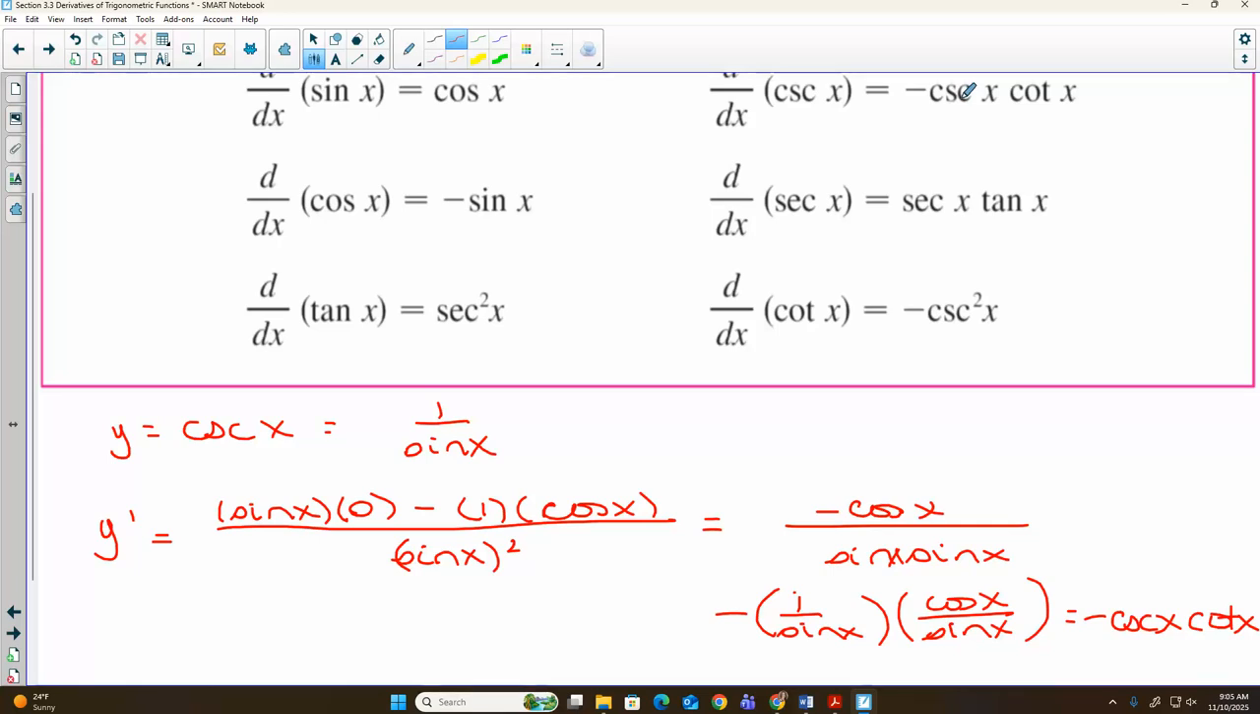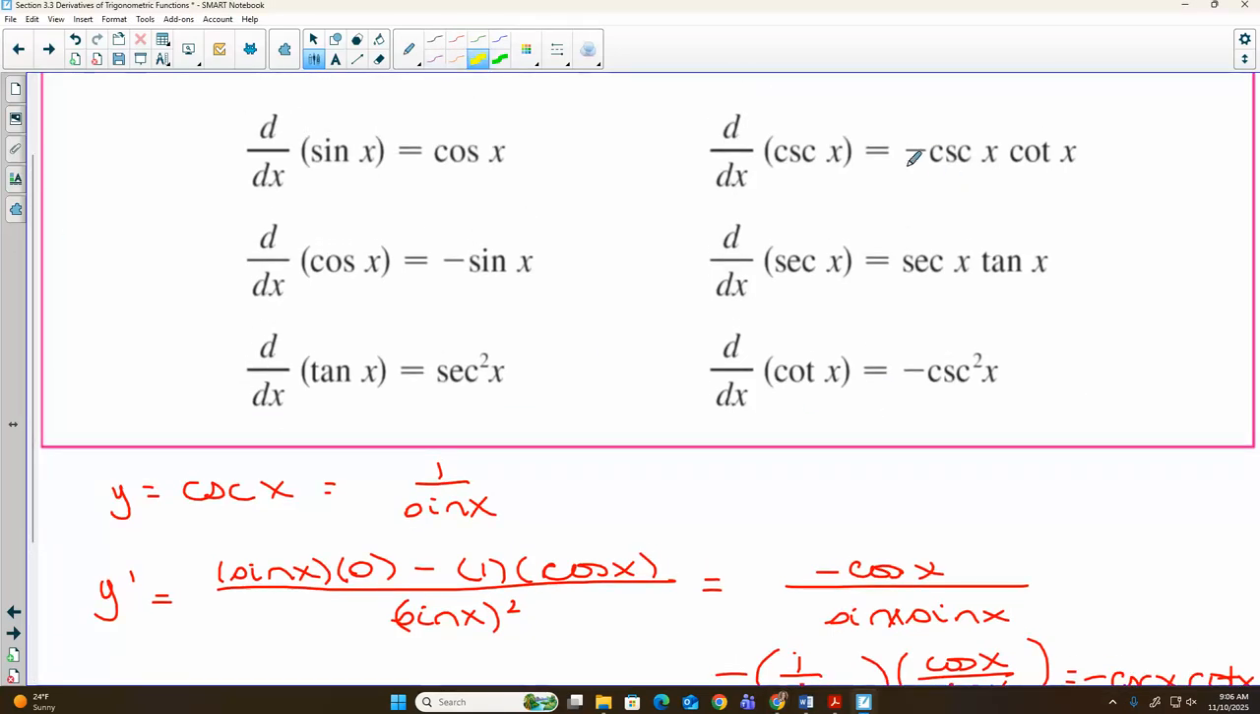Secant, you get the same way by doing the quotient rule with 1 over cosine. And cotangent, you can get by doing quotient rule, cosine over sine. So all of these come from quotient rule. Notice all of the co's, derivative of cosecant, cosine, and cotangent. What's true about all those derivatives? They're negatives. So all of the co's have a negative derivative, the others do not.